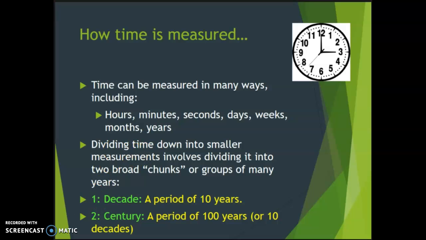So with timelines, it's just a convenient way to show how time is measured. Now, we will measure time in a lot of different ways, okay, from seconds to minutes, hours, days, weeks, months, years. But when we talk historically, we're usually breaking time into much larger chunks. Those two large chunks are usually either decades or centuries. A decade is just a time period that spans 10 years, and a century is a period of 100 years, or 10 decades.